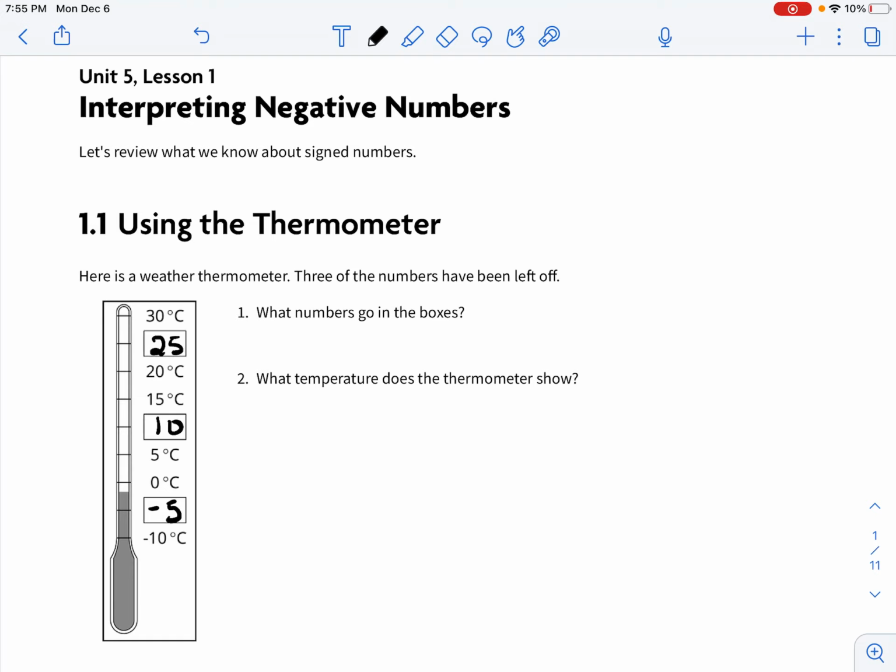The temperature that the thermostat shows, and this is just a guess, but it would be about negative 2 degrees, anywhere from about negative 1 to negative 2, maybe even up to negative 3, but I would say probably negative 2 is a good estimate of where that's at. It's in between the 0 and the negative 5, but it's closer to 0 than it is to negative 5.